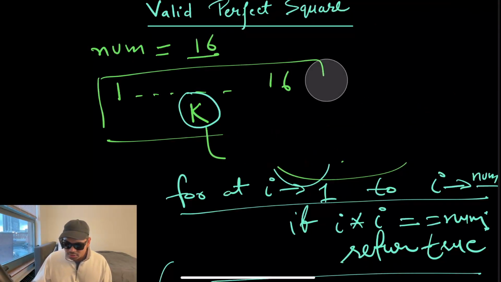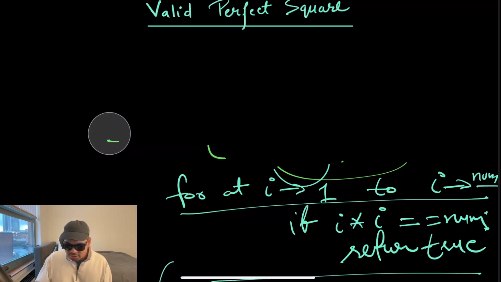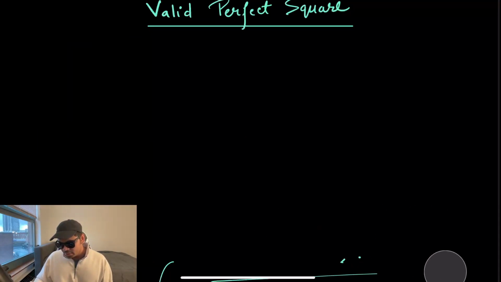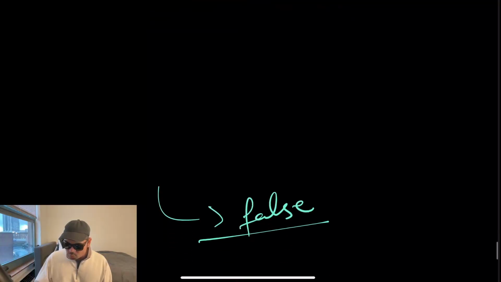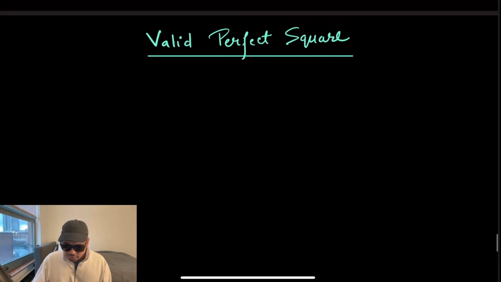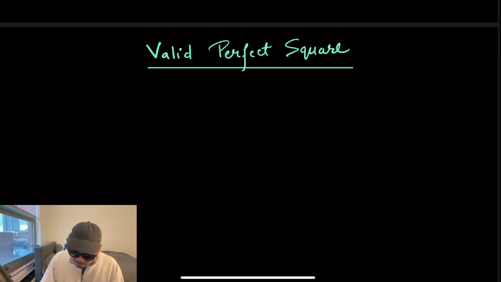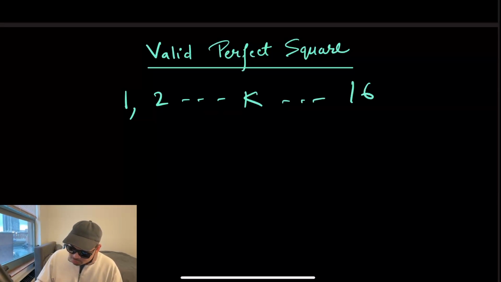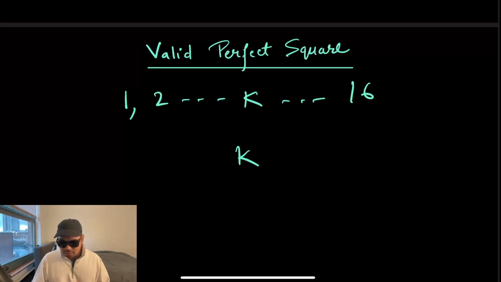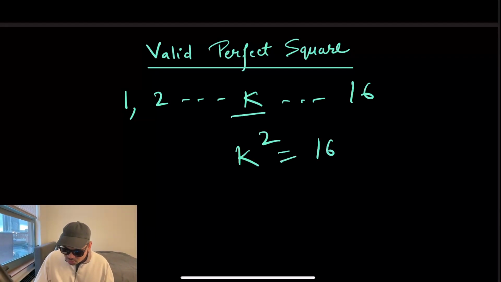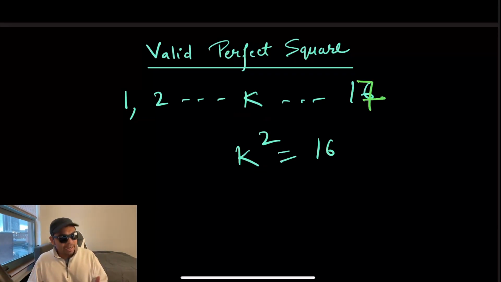Can we do better, guys? Yes, that's what binary search is about. Rather than iterating from 1 to num, how about we make use of binary search. So we start at 1, and there will be some k whose square will be equal to 16, or it could have been 17, and we would still try to find where k squared would be equal to 17.